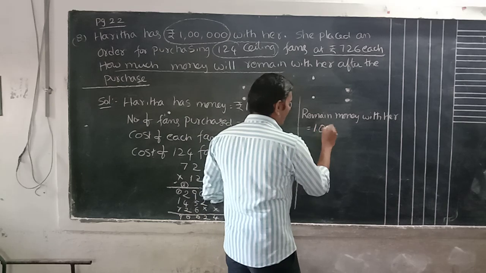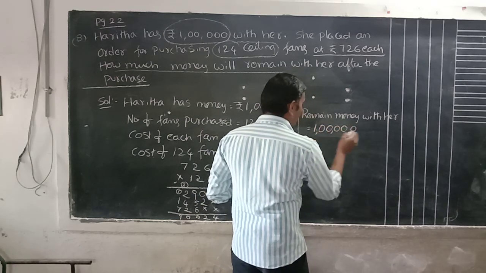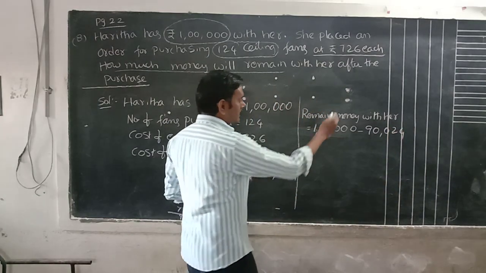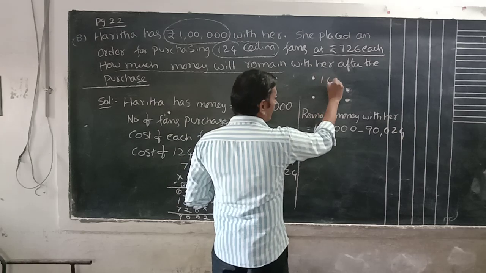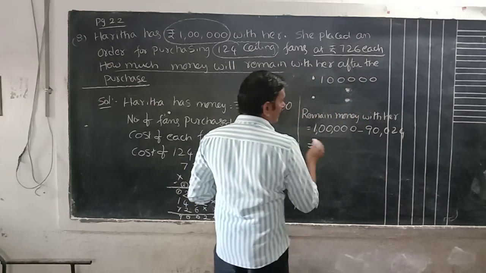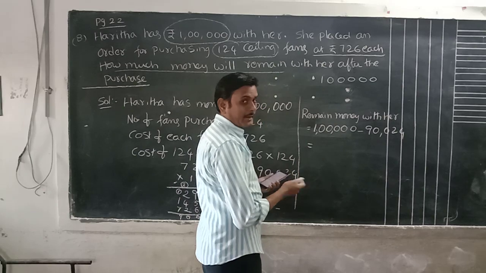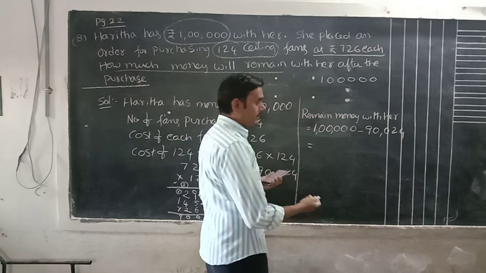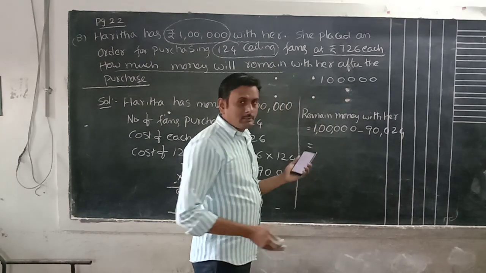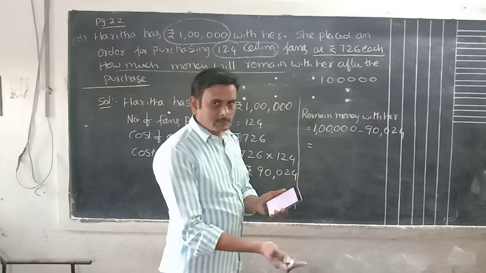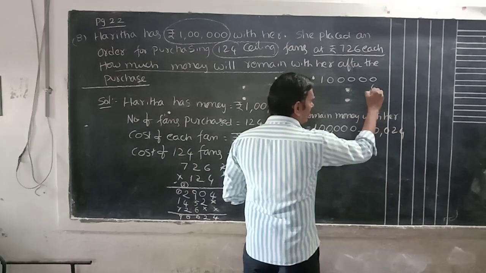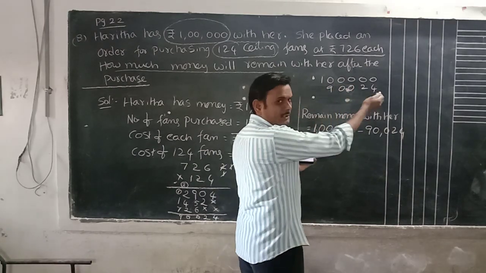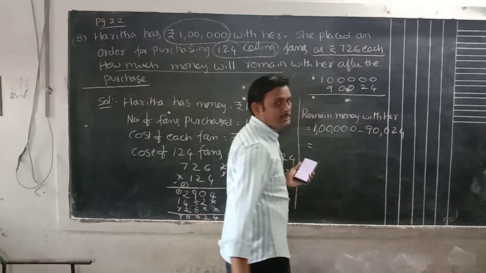That means 1 lakh minus 90,024. We will subtract 90,024 from 1 lakh. 90,024 has 5 digits, but 1 lakh has 6 digits. We have to write similar place values only, one place below the other. Otherwise you can start from here also, no problem with that, but don't make a mistake.